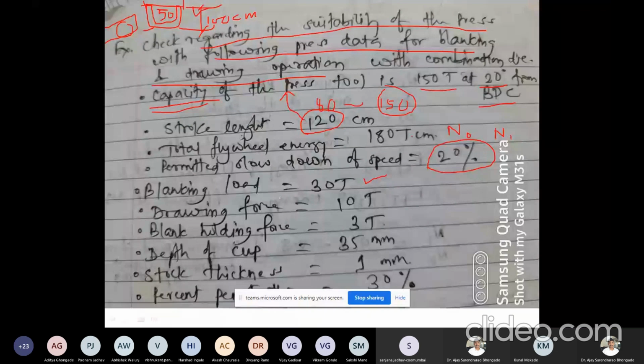Drawing force required is 10 tons. Blank holding force is 3 tons. Depth of the cup is 30. Consider it is 100. Let us say it is 35. Stock thickness is 1 centimeter. The sheet we are going to use will be 1 centimeter thickness.